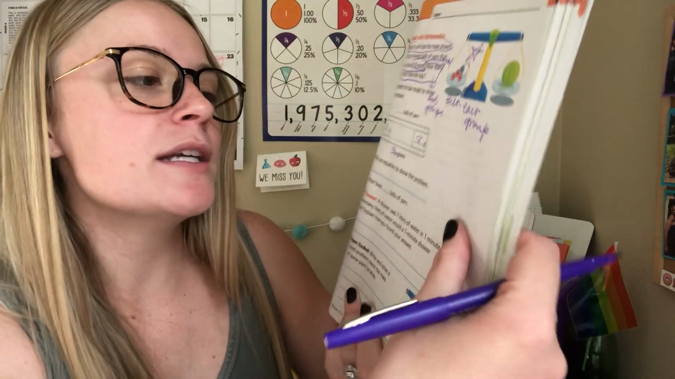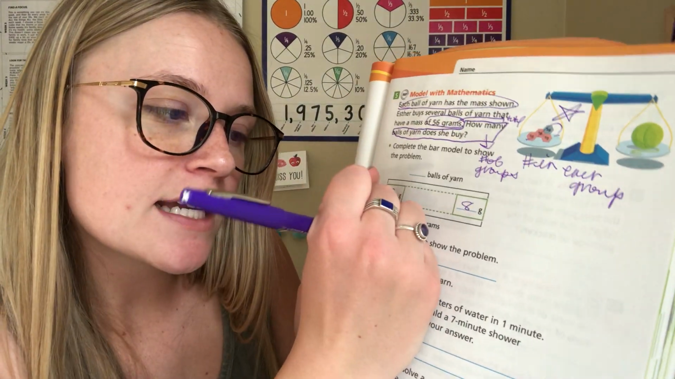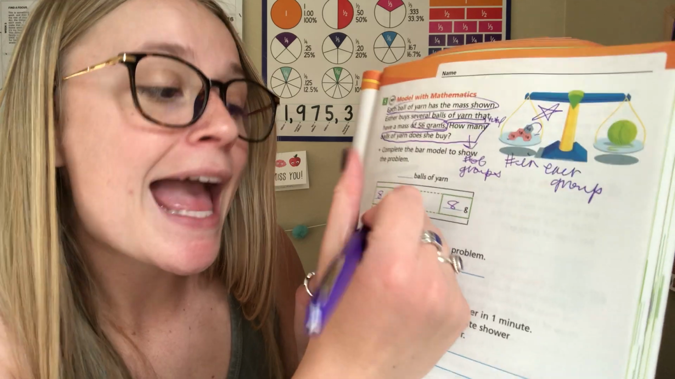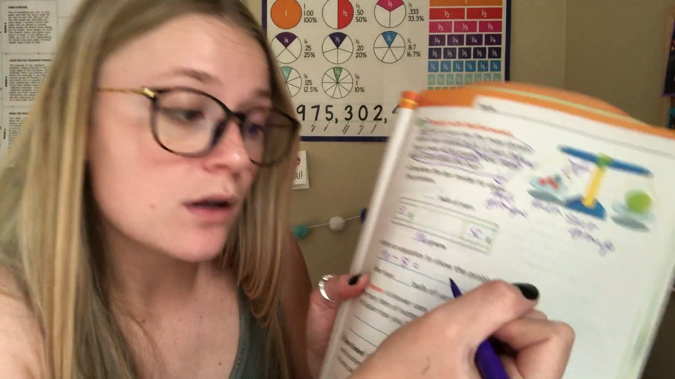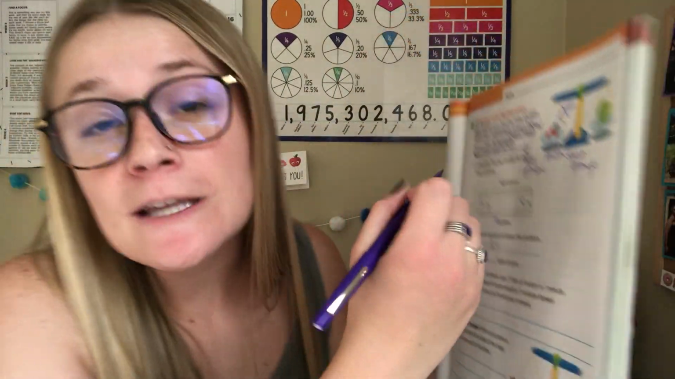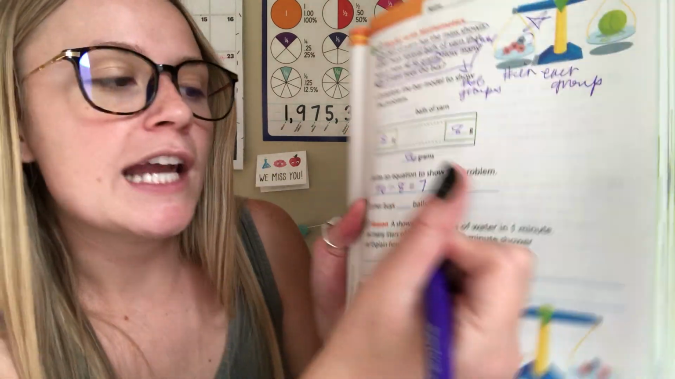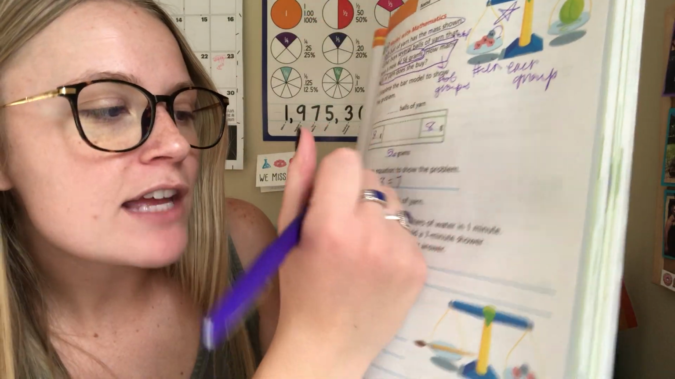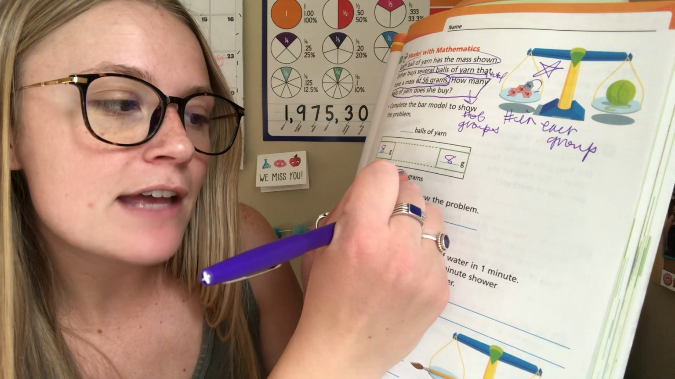Division. So I start with my total. 56 divided by 8 equals 5, 6, 7, 8. Remember that trick? Every time I see 56 and 8, I automatically think 7, right? 5, 6, 7, 8. That's our trick. Okay, so 56 divided by 8 is 7. So Esther buys 7 balls of yarn.